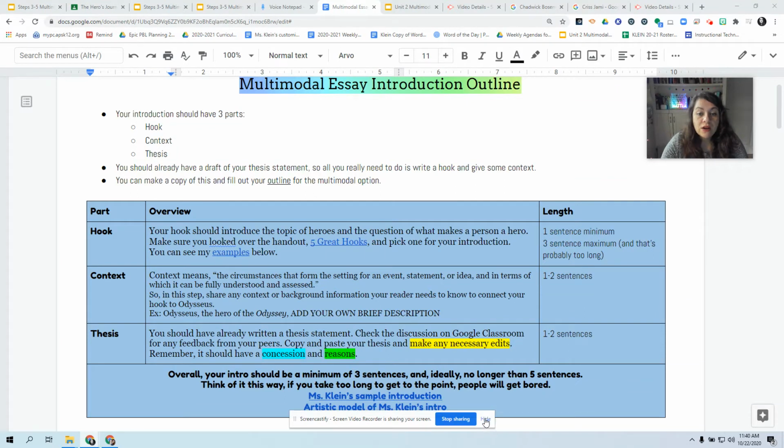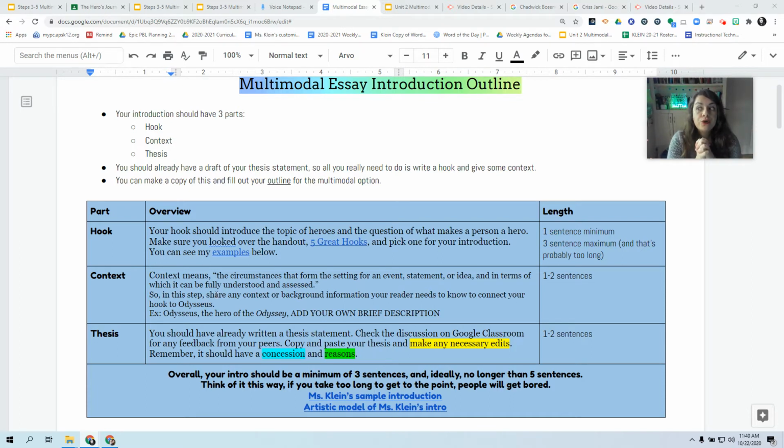Hello, so I already did a video explaining how to write a hook. So in this video, I'm going to explain what context is, how to write context. If you still are confused about hook, please go back and watch the hook video or ask me for help. If you have your hook and you're ready for context, this is the video for you.